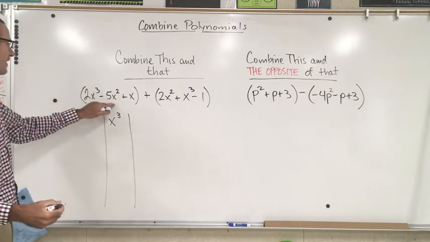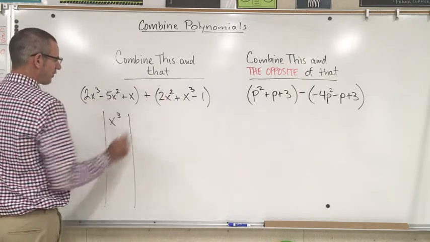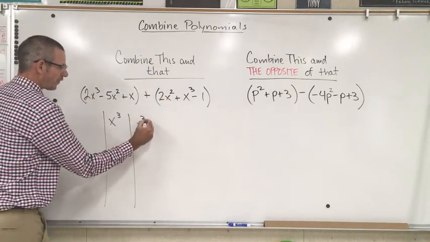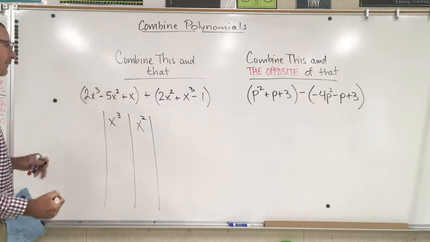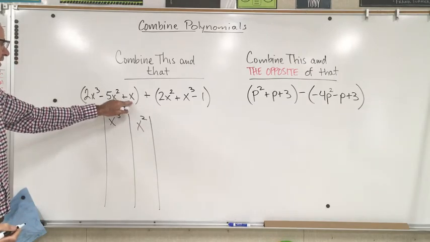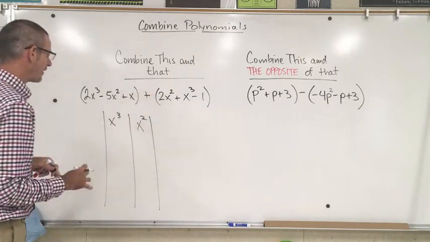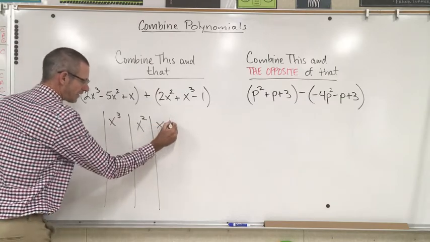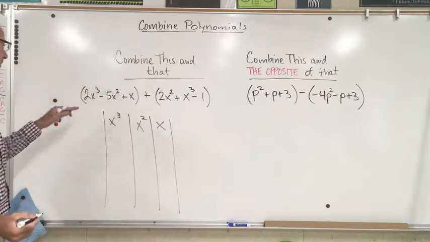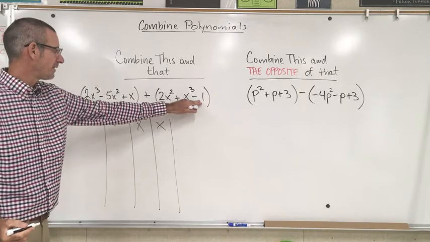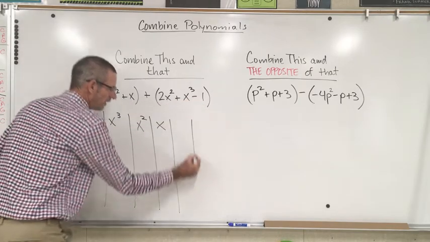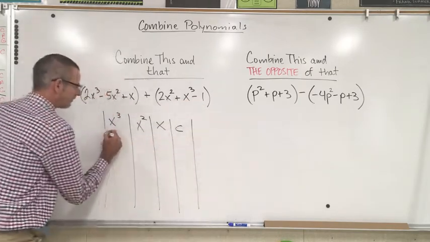And then I have a 2nd degree monomial. Here's another 2nd degree monomial. So I'm going to make a column for x to the 2nd. Here's an x to the 1st. There's no other x to the 1st, but I'm going to make a column for my x to the 1st. And there's a constant left. So I'm going to make a column for all of the constants.